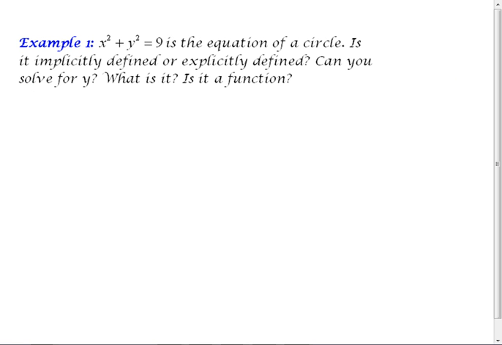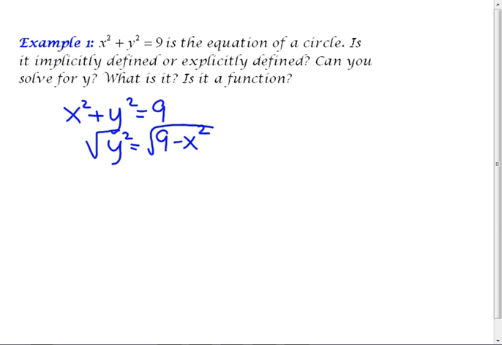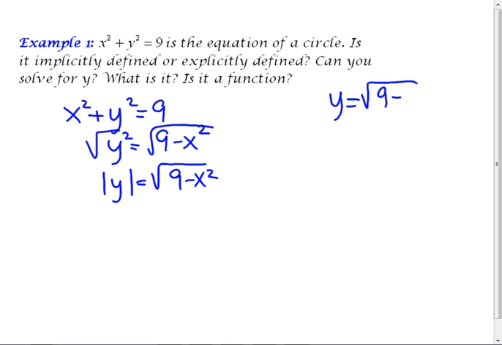So let's go through and do some problems. Example 1, here's the equation of a circle. If you solve for y, it's not so easy. If you solve for y, it's x squared plus y squared equals 9, then what do you have to do? Minus x squared. And then you have to solve for y. So that you have to square root both sides, and this is not y, but the absolute value of y, which is why you get 2 answers to this. So y is equal to the square root of 9 minus x squared.